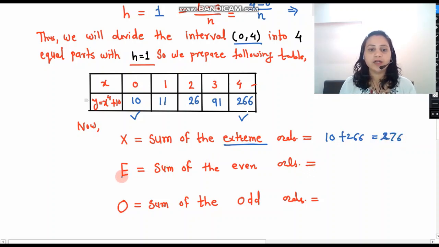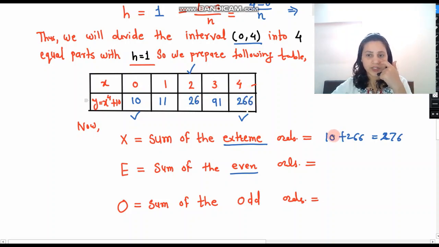Now e means the sum of even ordinates. Even means 2 is even, right? 4 is also even, but we have already taken the value of 4 in the extreme ordinates, right?